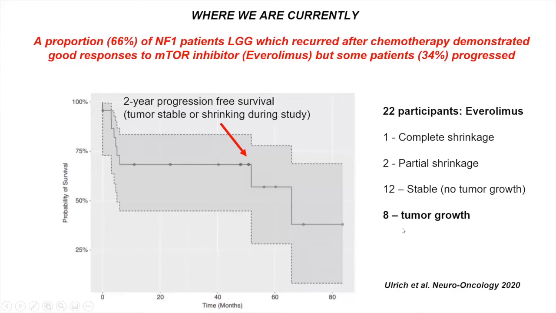However, you can see that again, 1/3 of these patients would still continue to have an increase in their size of the tumor despite treatment with this drug. So on the whole, we were very satisfied with the results of this study, and we think everolimus is a very good drug to use in patients with low-grade gliomas.